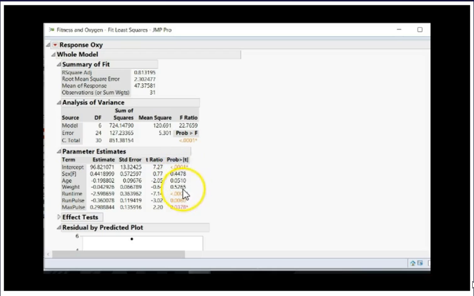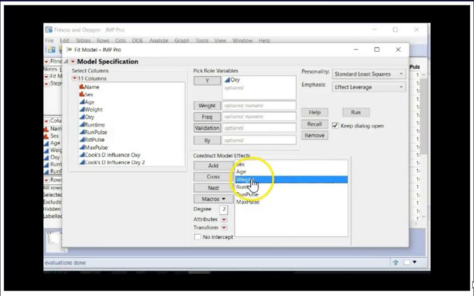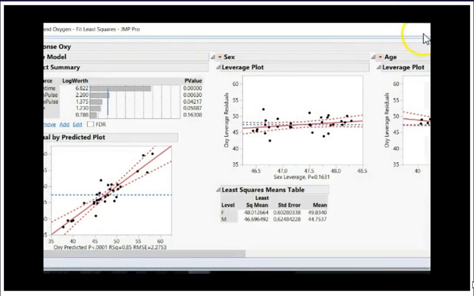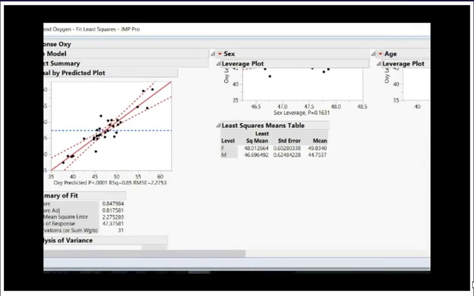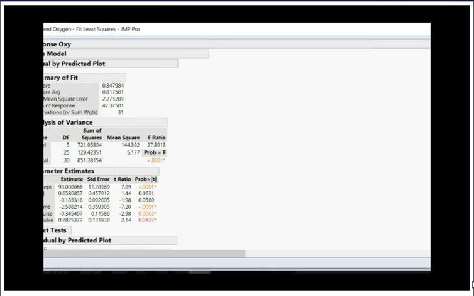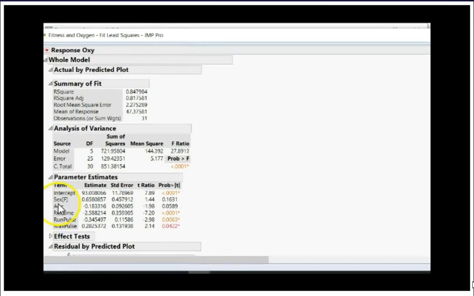And I still have some non-significant variables. It looks like the next one that's the least significant is weight. So I'm going to go back and pull out weight and remove that. I'm going to run it again. Okay, and this time if I go back down through, I still have some non-significant variables, and it looks like it's actually the gender that's non-significant.